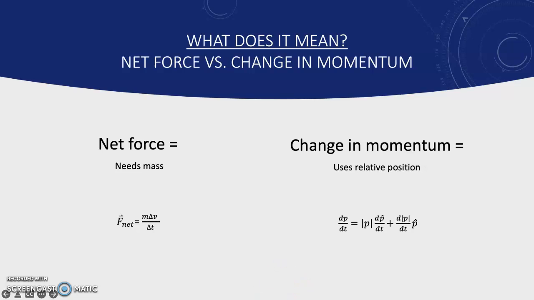So what does it mean? What is the difference between net force and change in momentum if they can equal each other? To find net force, we need mass, and in terms of this equation and this experiment, we had to find the black hole's mass. That is why we turned to finding the change in momentum, which uses relative position, velocity, and momentum of another object to find the total, which in turn was the star and the black hole.